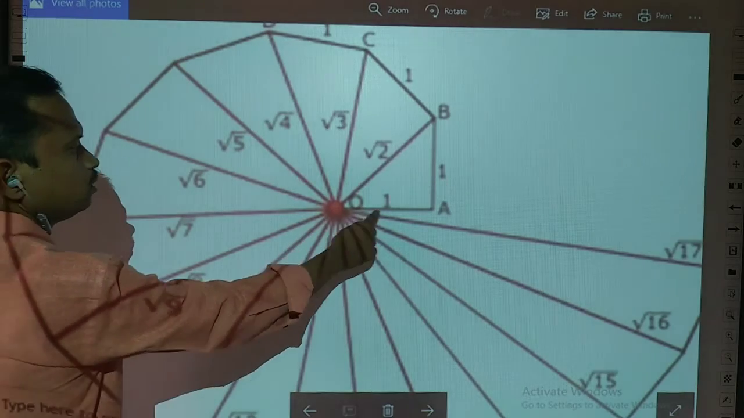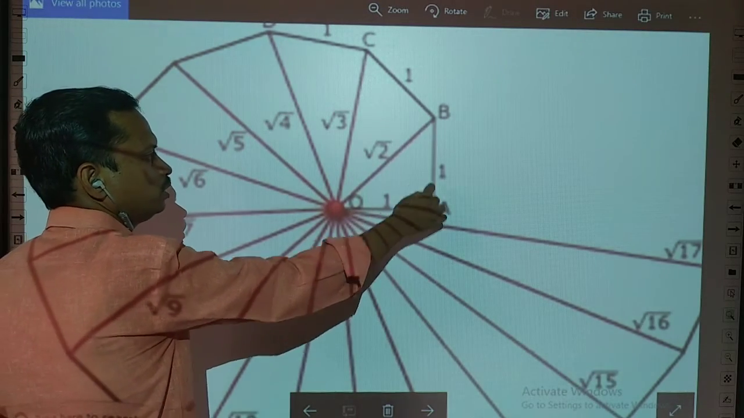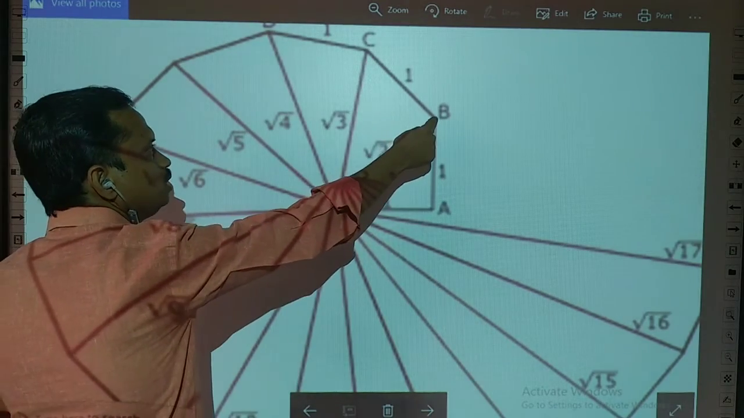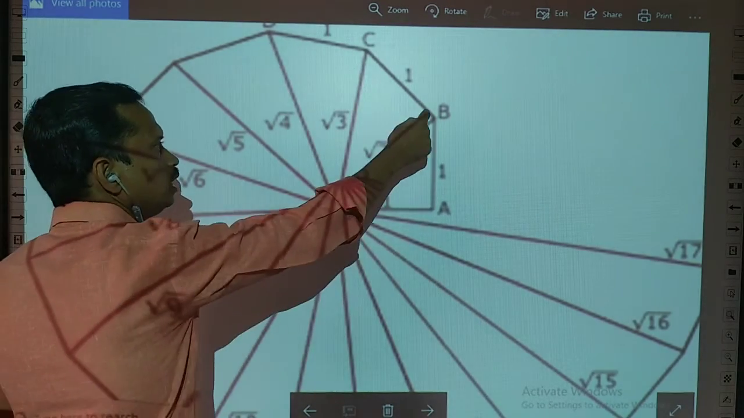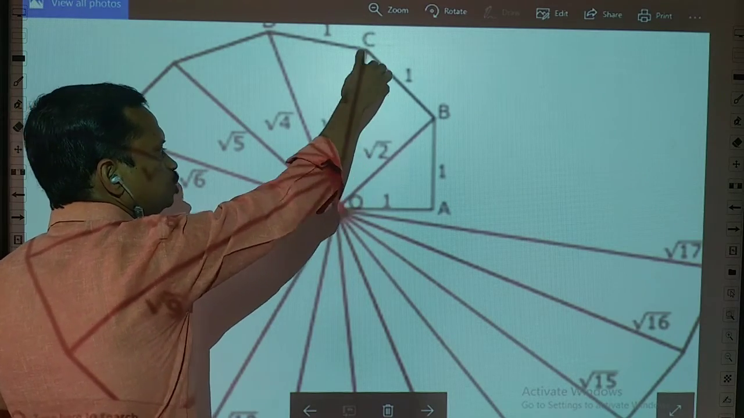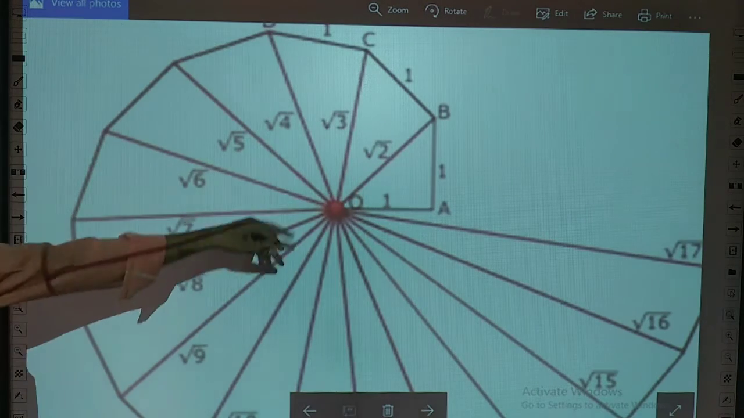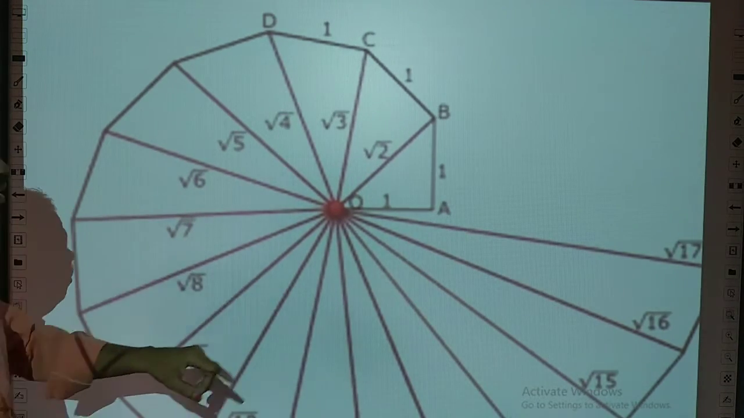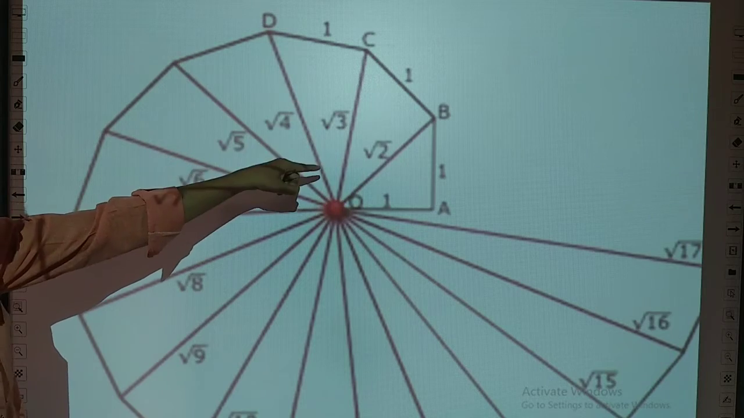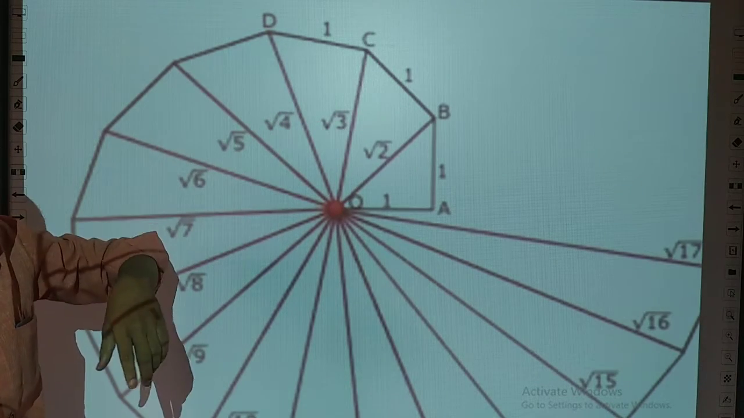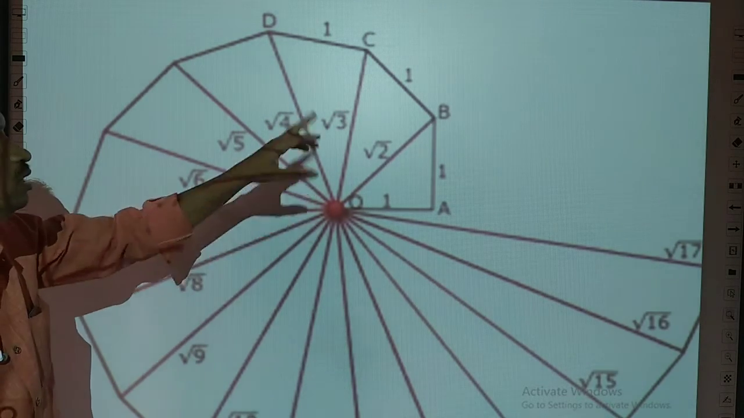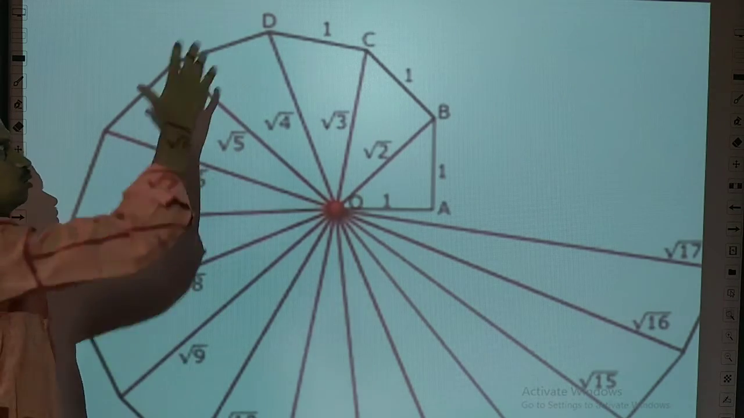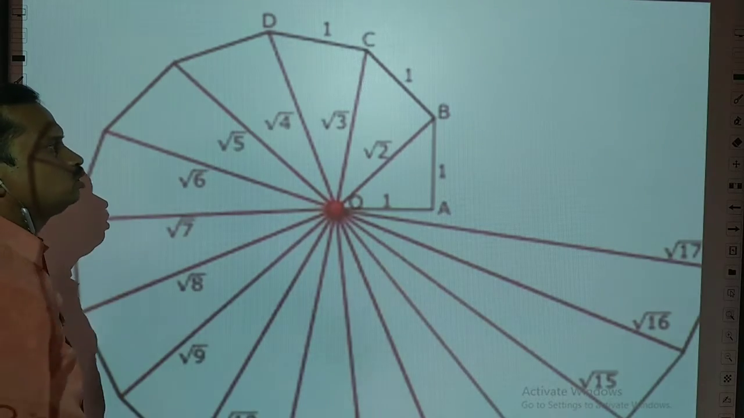From O, we take 1 unit OA and perpendicular AB 1 unit, and then they join to OB. And again from B, perpendicular to OB, that also 1 unit, and you join, that is OC, and you get root 3. And after that, like that we can take OC and CD perpendicular, that also 1 unit, and OC is root 3. And from D, you take perpendicular for measure 1 unit and join OD, you get root 4.